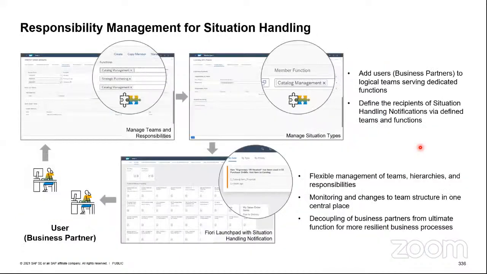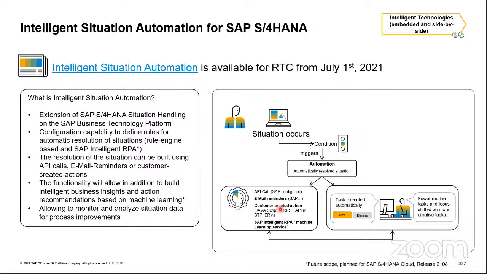Okay. So it integrates with situation handling. You can manage teams and responsibilities there. You can manage which situation types will interact with those teams, and it is accessible through Fiori Launchpad, where people can receive the notifications so that they can take action as is required. Okay. There are other topics, but I had to prioritize just a walkthrough for this presentation.